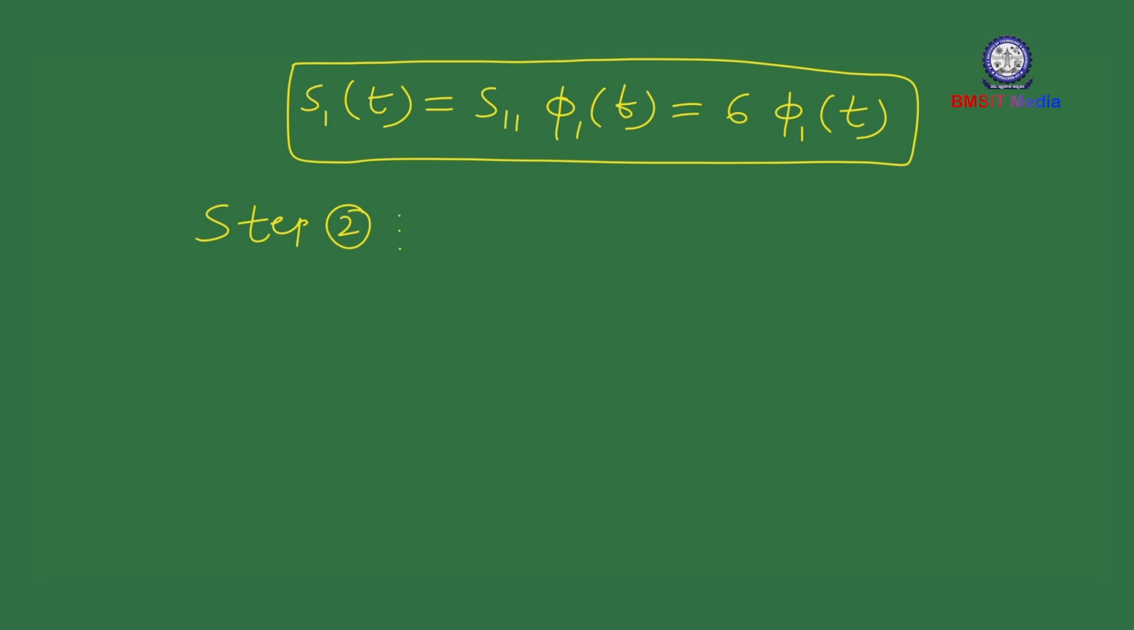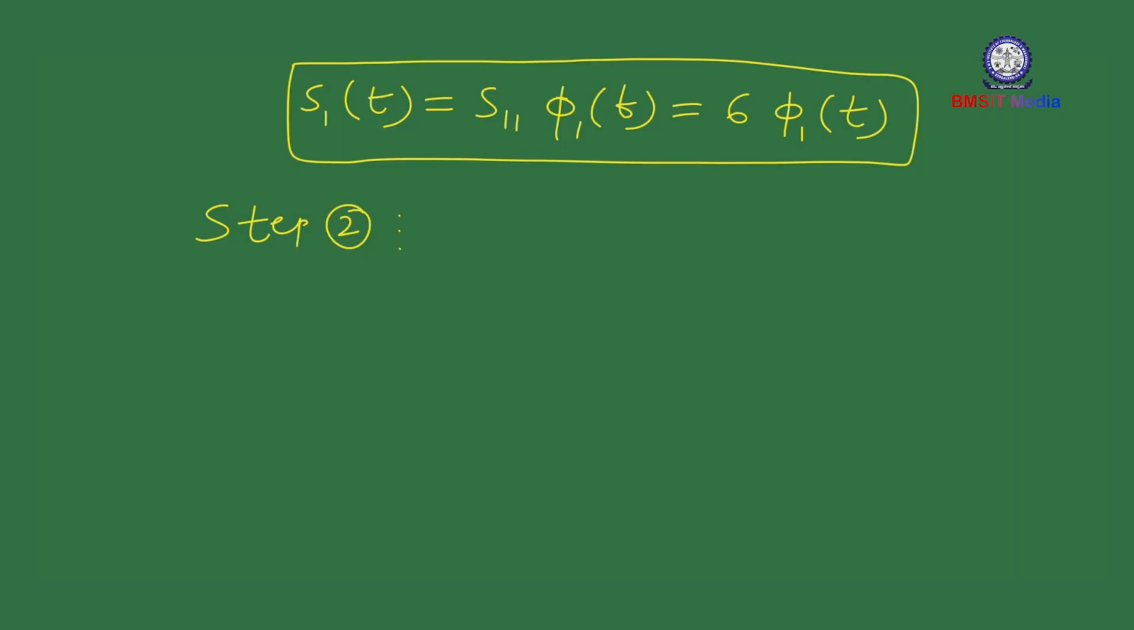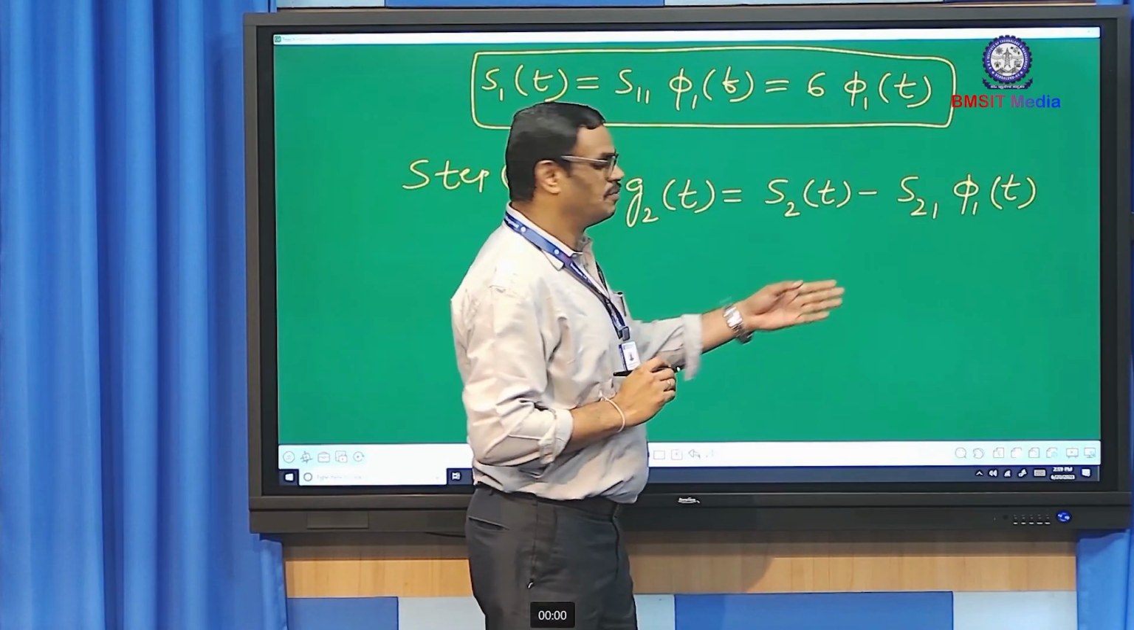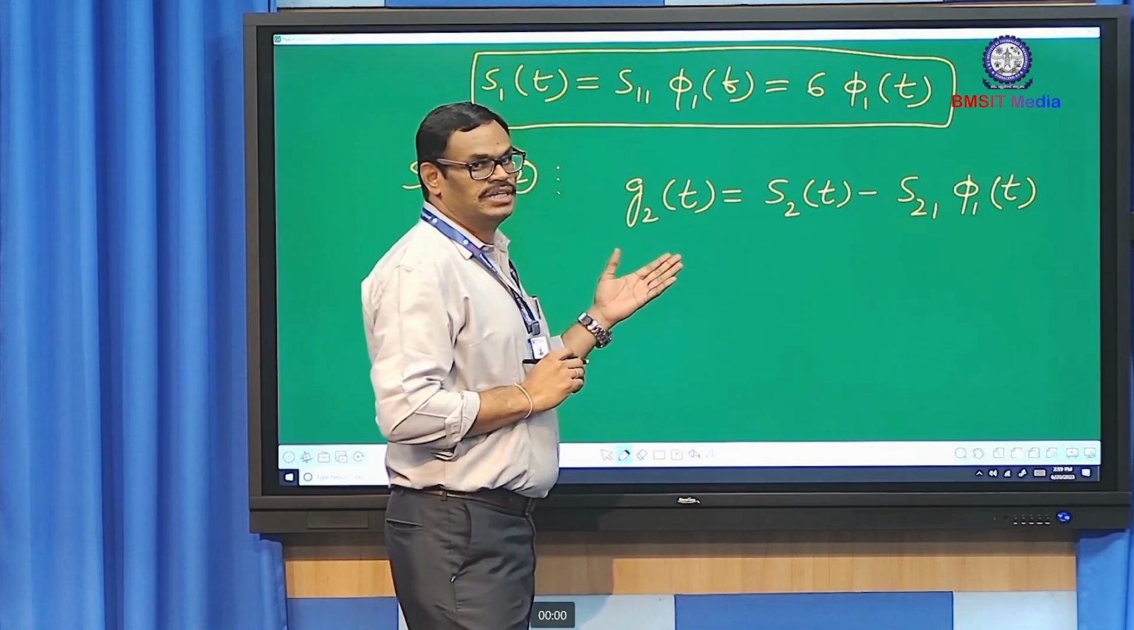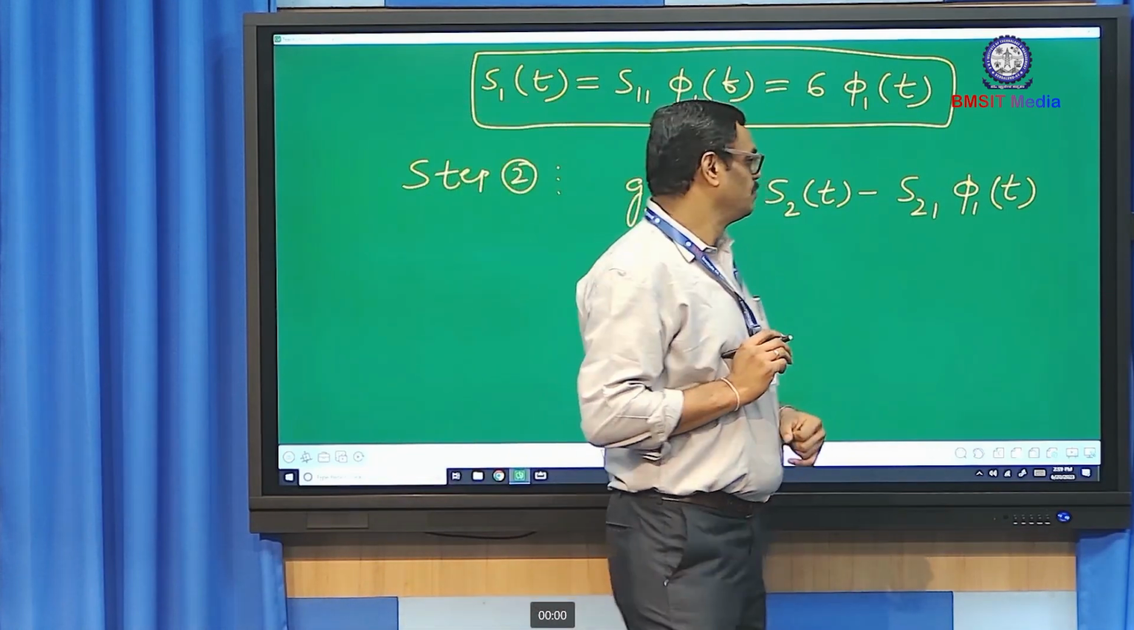In step 2, our aim is to find out pi 2 of t along with the coefficients S21 and S22. So we can first write the intermediate signal, that is G2 of t, is equal to S2 of t minus S21 pi 1 of t. So I can find out first S21, then after finding S21, I can find out what is G2 of t, then finding the energy of the signal, then I will be able to say what is pi 2 of t.